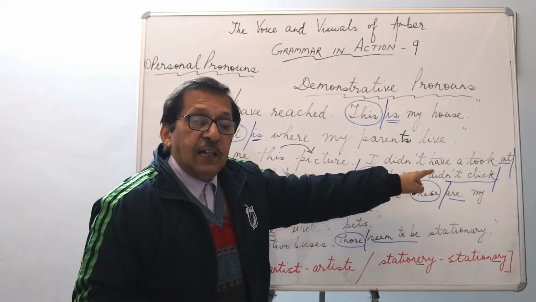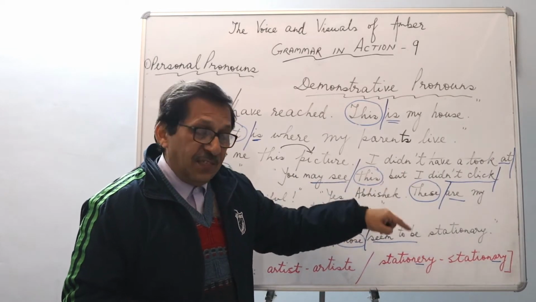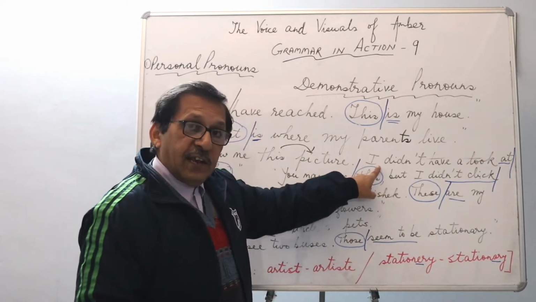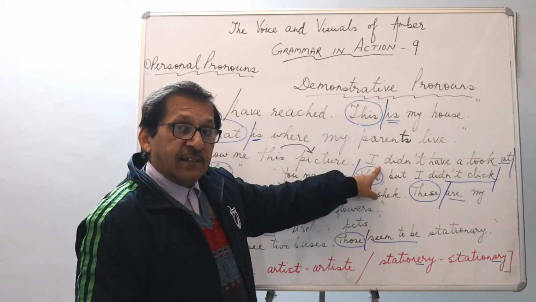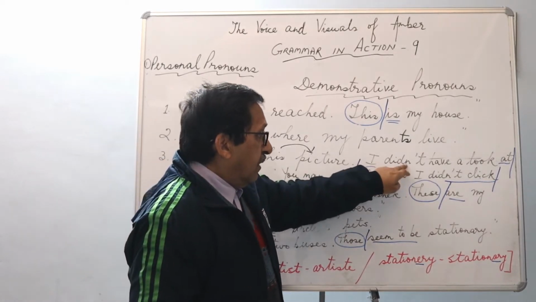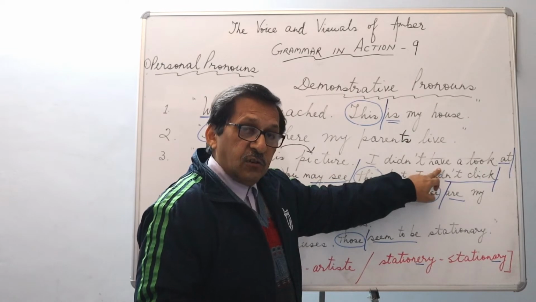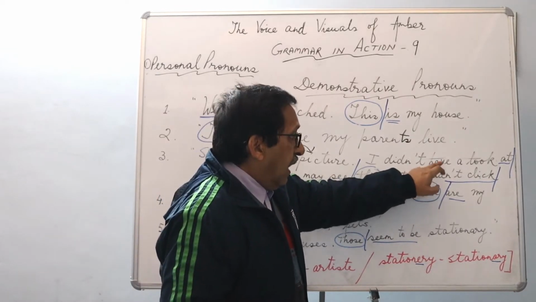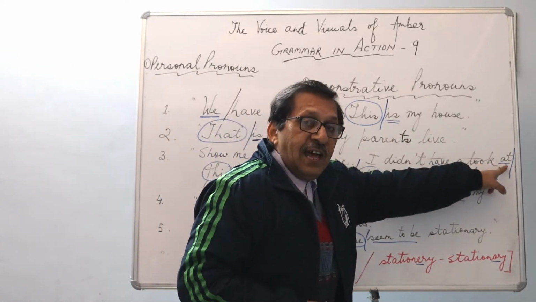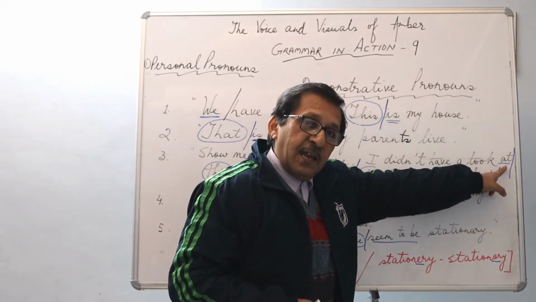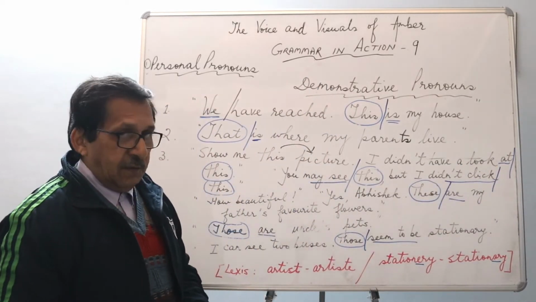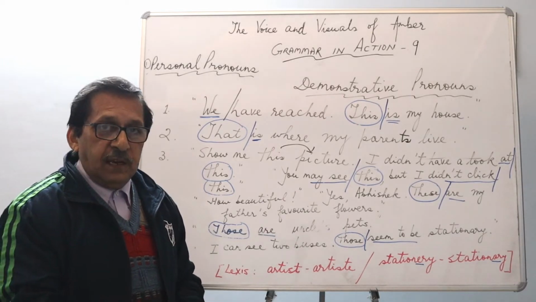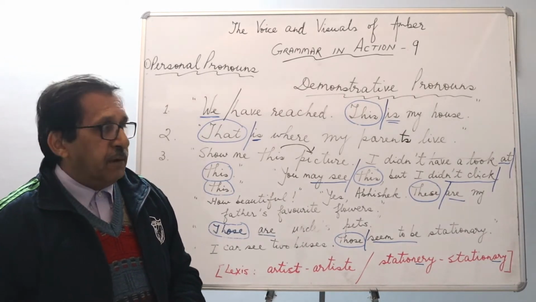I didn't have a look at this. So I over here is the personal pronoun acting as the subject of the sentence. Didn't have is your two-part action verb. I didn't have a look at. At is the preposition, and every preposition is followed by an object, and that object has to be a noun or a pronoun.